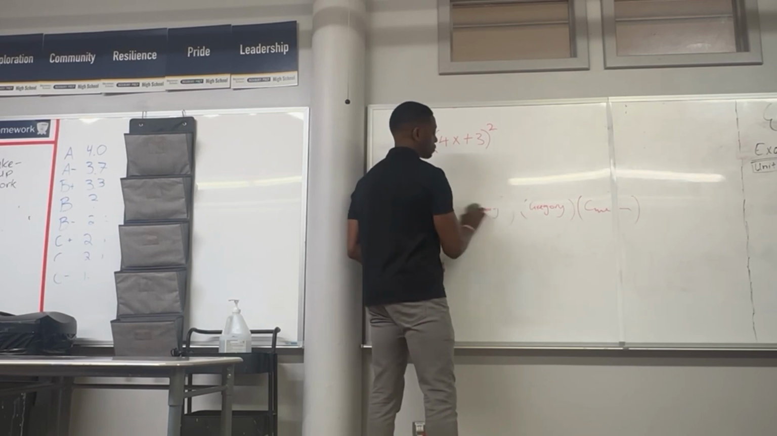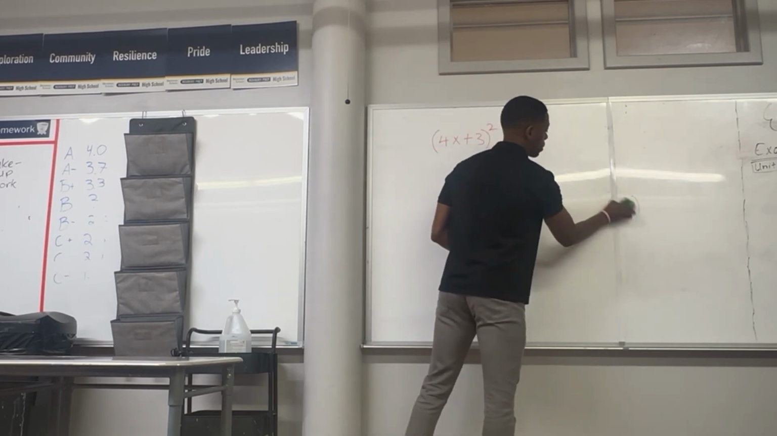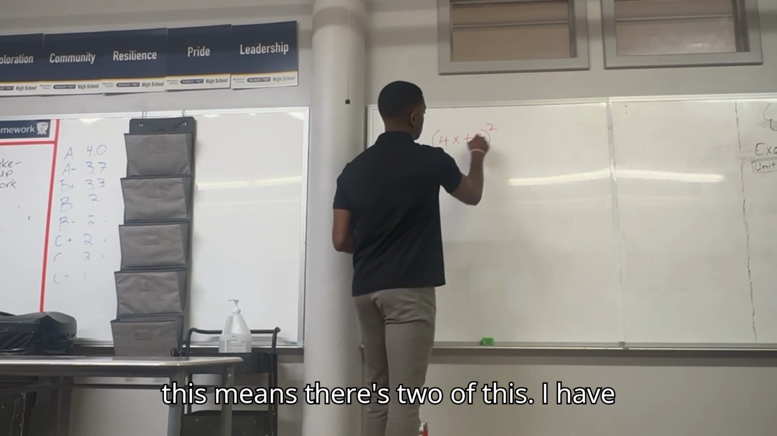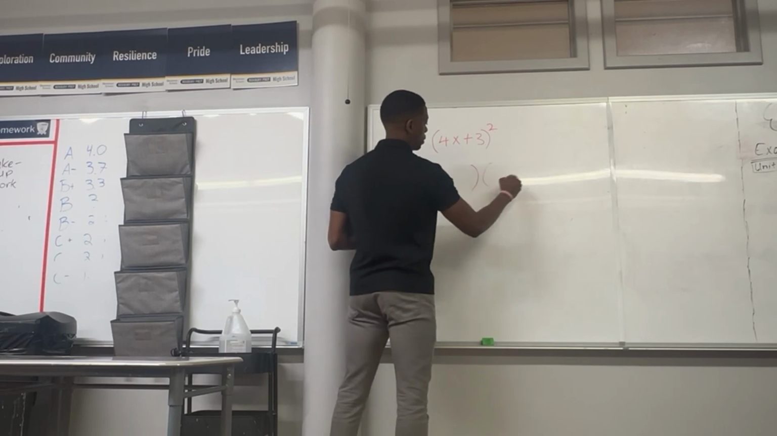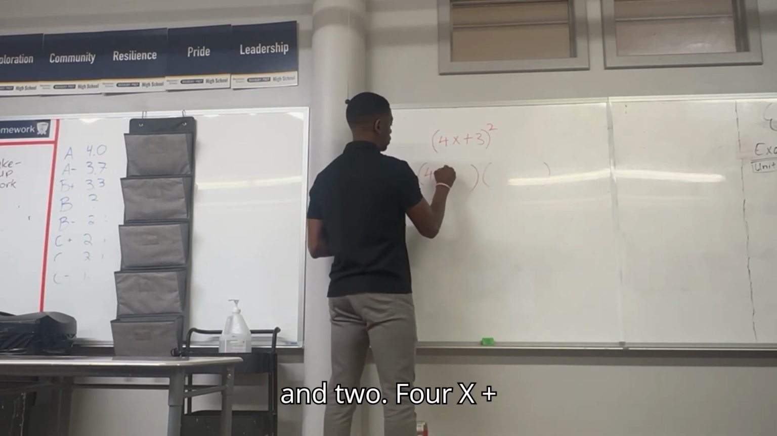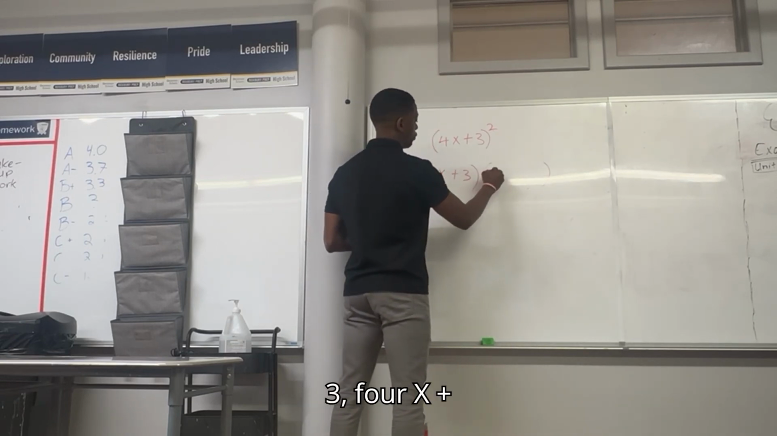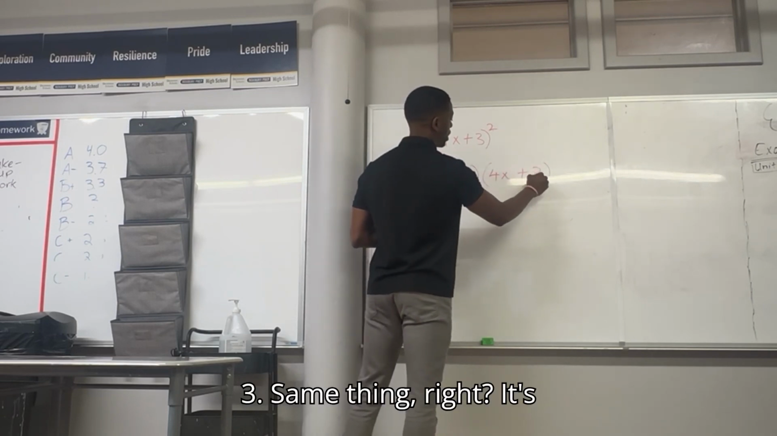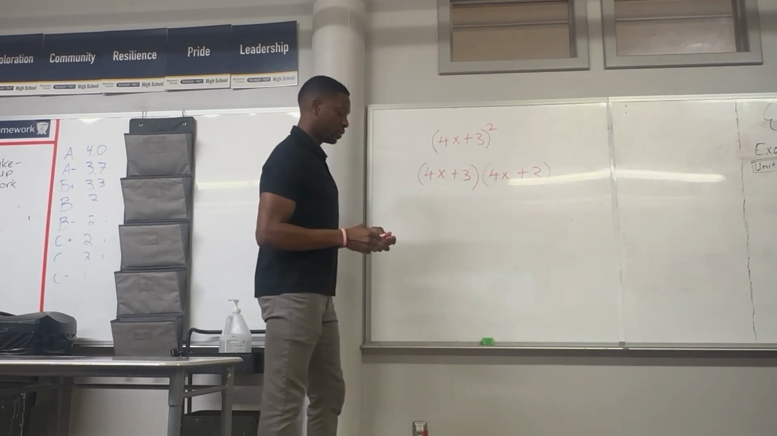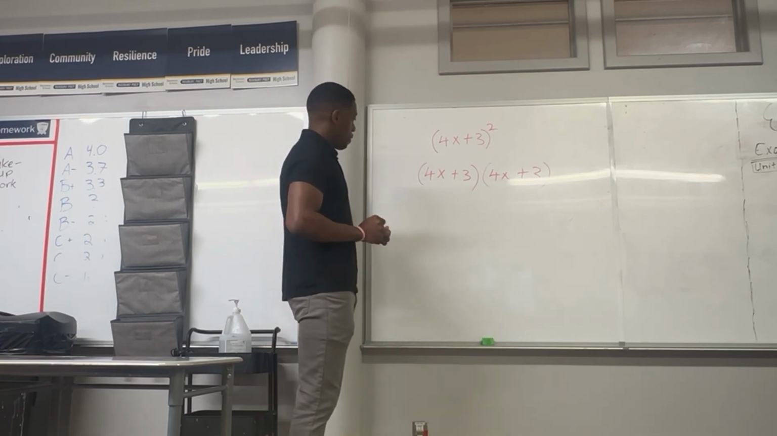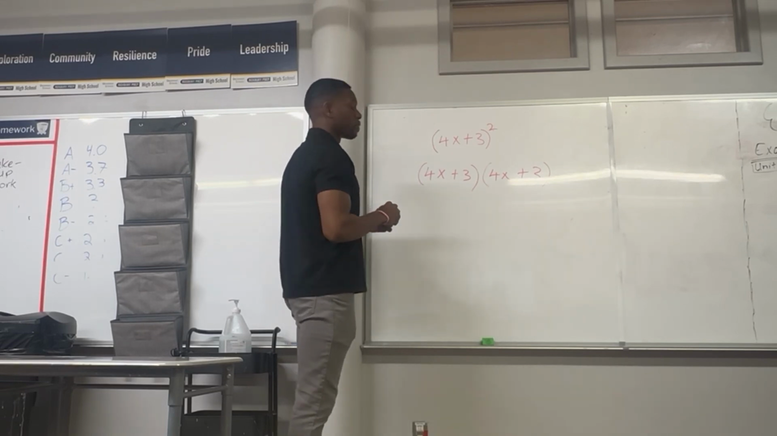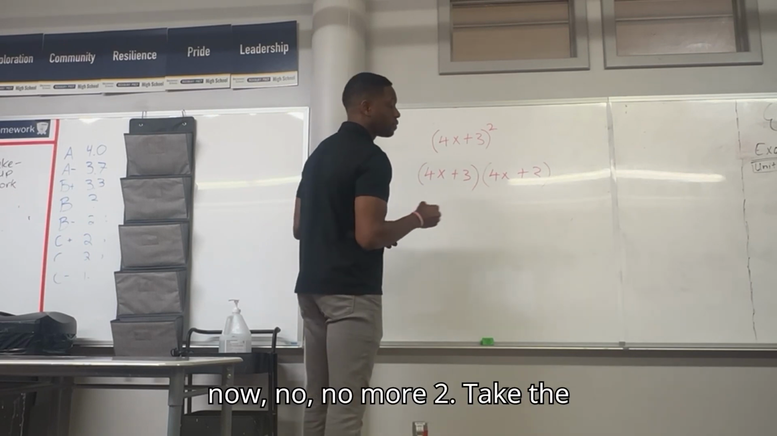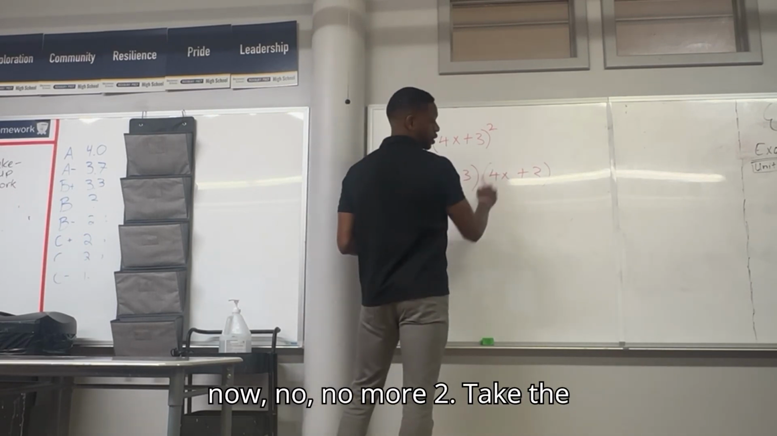Alright. So what I'm gonna do is, this means there's 2 of this. I have 2. So my first step is this: 1 and 2. 4x plus 3, 4x plus 3. Same thing. Alright? It's gonna be the same thing. Now, no more 2. Take the 2 off.